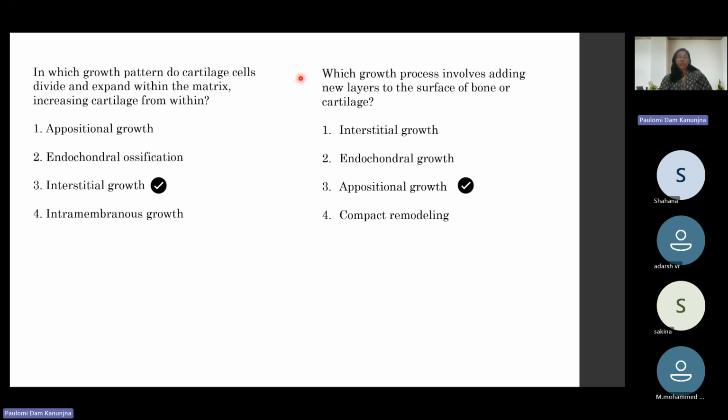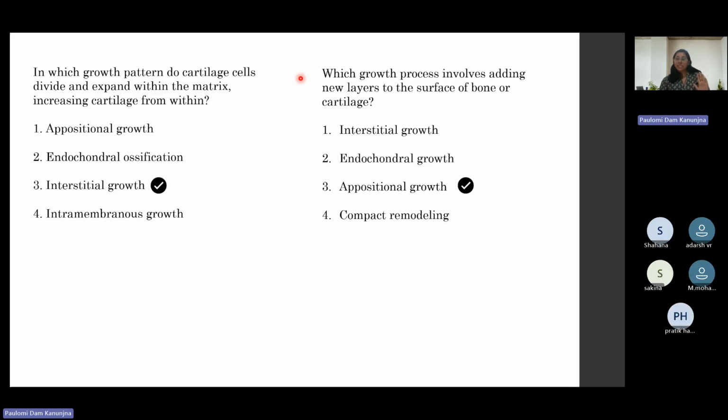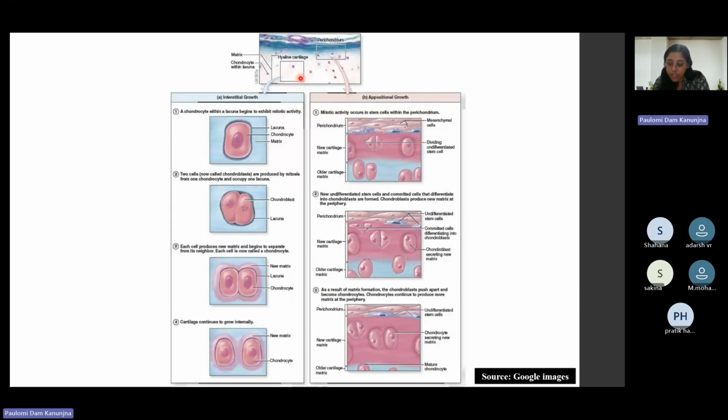Yes, very confusing terms. All look like the same. So more impetus for you to remember each of these words carefully. So let's for now deal with the two terms that we should deal with right now, right? The first one is interstitial growth and the second one is appositional growth. Let's try to see what these two terms are.